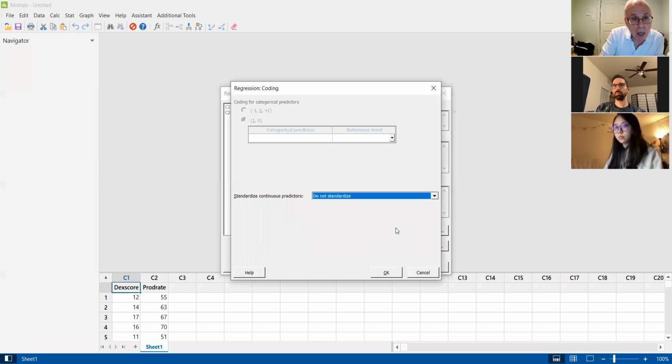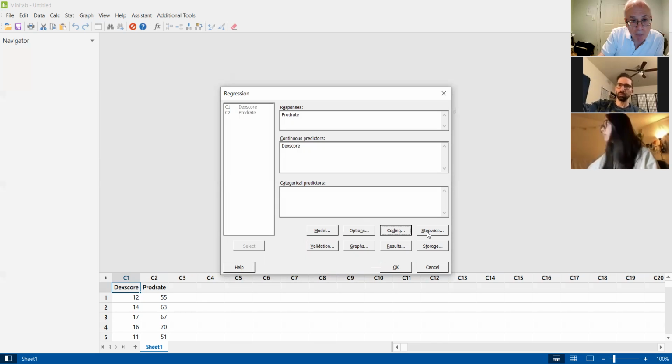Coding, no, we're not doing that. This would be if we had categorical predictors, but we're not going to do that. Standardizing continuous predictors, no, I don't think we'll do that. Stepwise regression, no. Validation, no.